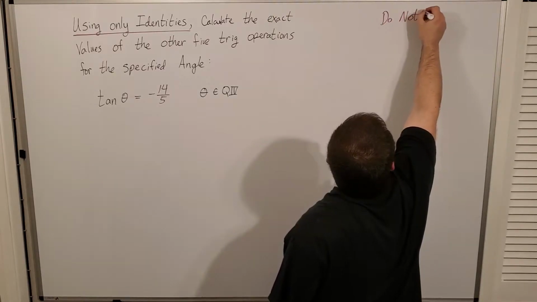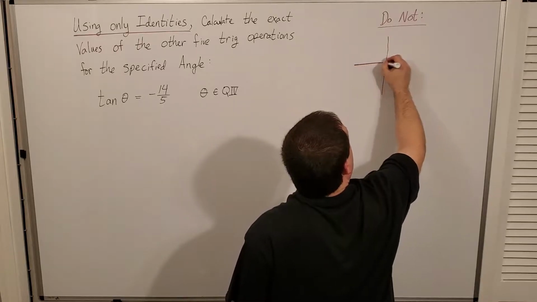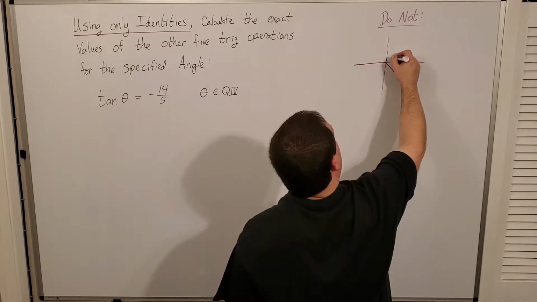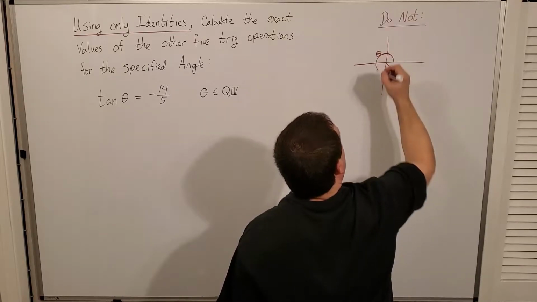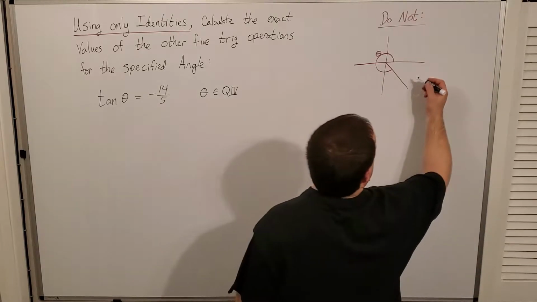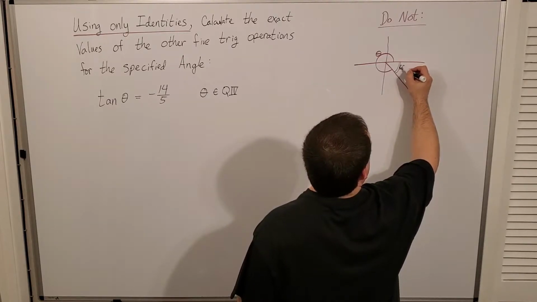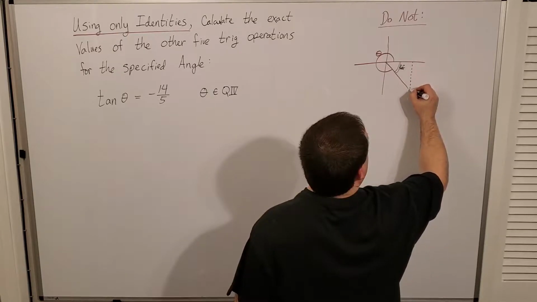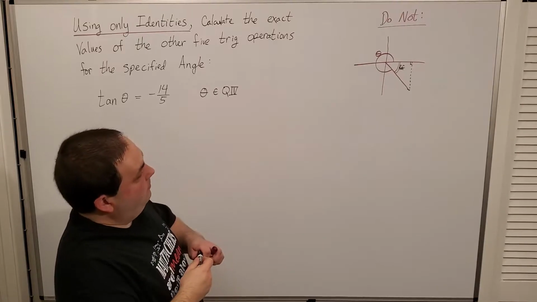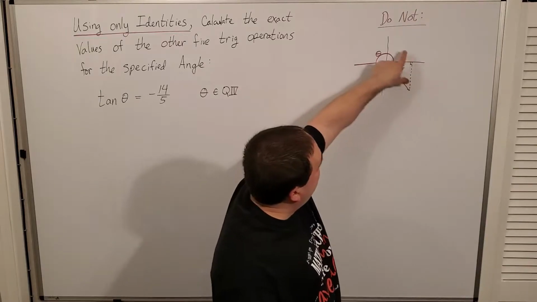Do not draw out the angle. It says quadrant 4, so that means my angle is something like this. This would be theta here, which of course means that I would form a right triangle with the reference angle here. Now, I don't know what the reference angle is, just like I don't know what theta is, and we don't care. What I'm not supposed to do is draw this out and make a right triangle out of this.